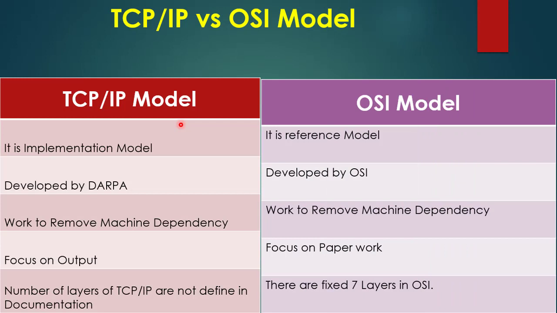The TCP/IP model was developed by the Defense Advanced Research Projects Agency, while the OSI model was developed by ISO, the International Standards Organization. The main purpose of the TCP/IP model is to remove machine dependency, and the purpose of the OSI model is also to remove machine dependency. The TCP/IP model focuses on output. The OSI model focuses on paperwork as well as output. The layers in TCP/IP are not defined in the documentation of the TCP/IP model. There are fixed 7 layers in the OSI model, which are defined in the documentation of the OSI model.